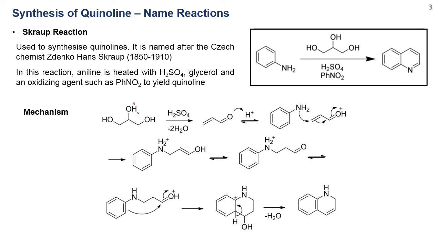For the synthesis of quinoline, I'll just show you some examples of named reactions. The first reaction is the Skraup reaction, where you heat the aniline with glycerol under acidic conditions, and you need to put some oxidizing agents like some nitro compounds as well. So first of all, under acidic conditions, the glycerol will be converted into acrolein.